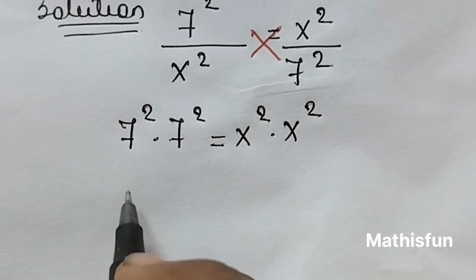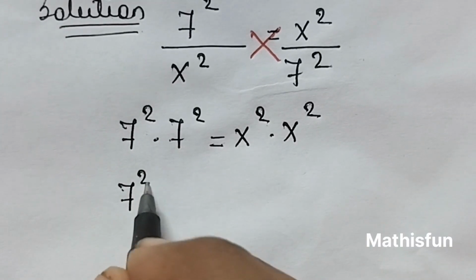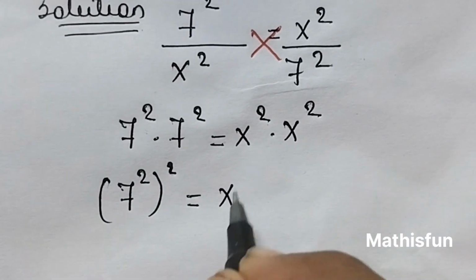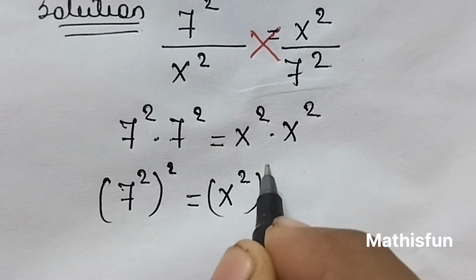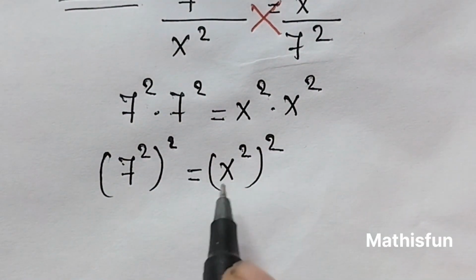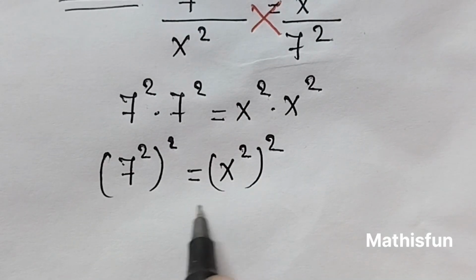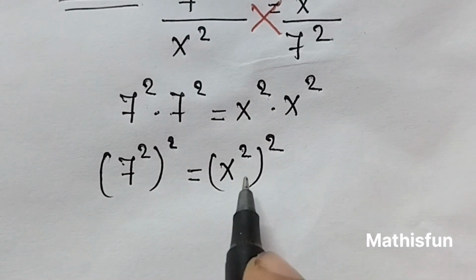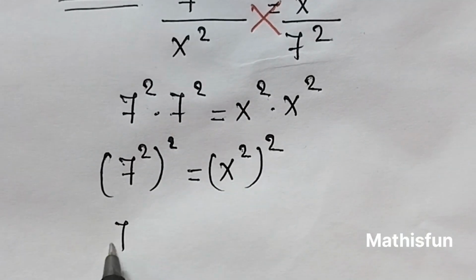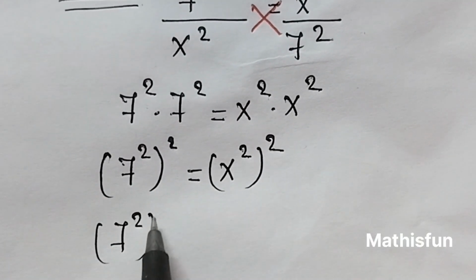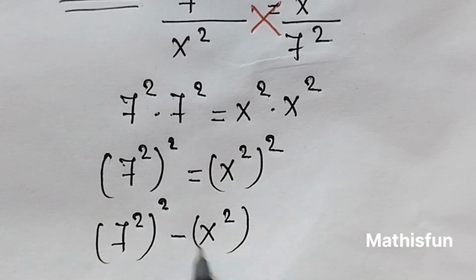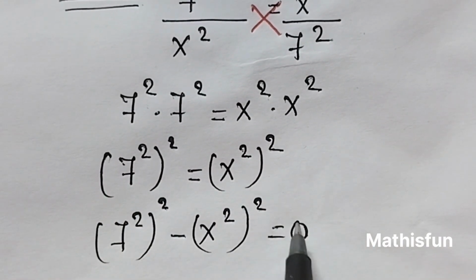Now this can be written as 7 square whole square is equal to x square whole square. Now next step, we will take this x square to the left hand side. So this becomes 7 square whole square minus x square whole square is equal to 0.